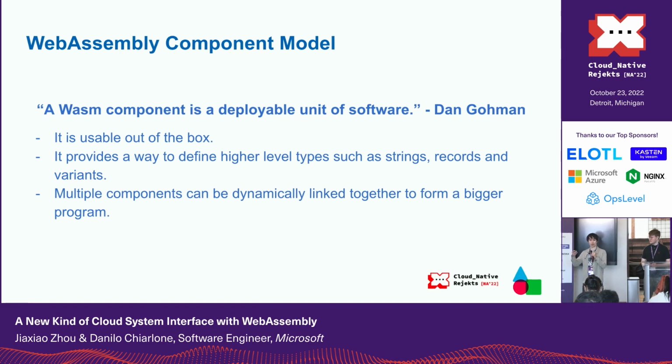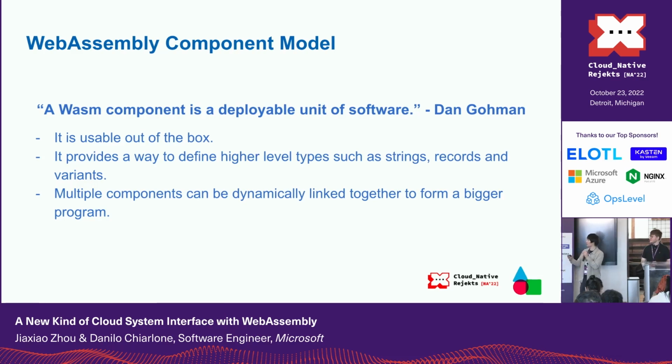However, if you want to do language interoperation, you still need those higher level types like strings, union types, records. Imagine if you have a string, but without that type, you have to use a pair of two integers. One represents the start of the string, another one represents the length of the string. Then it's hard to interpret what that function does. So we really want higher level types. And another benefit is to dynamically link the components at runtime, so we can compose components together to form a bigger component.